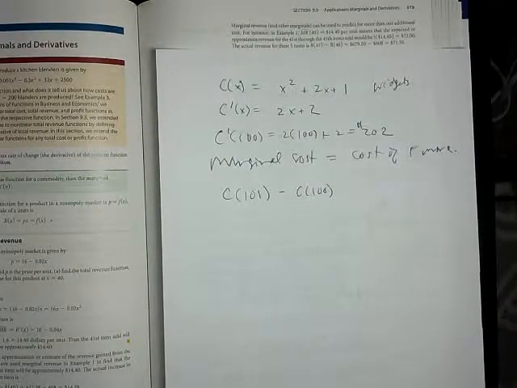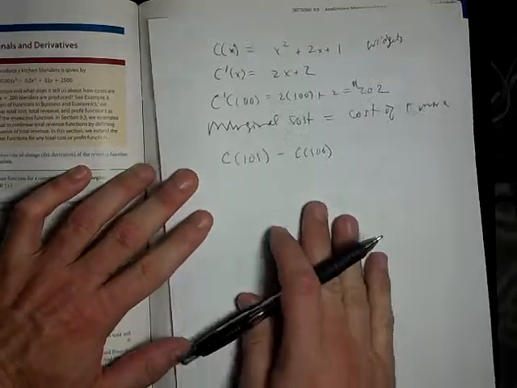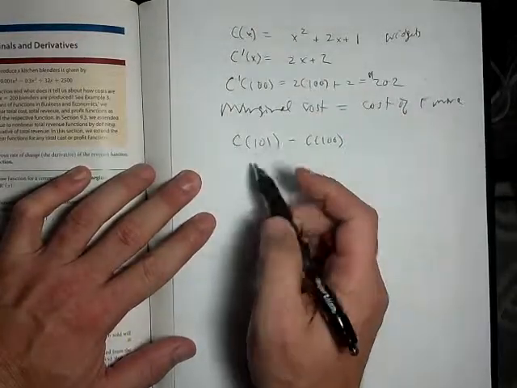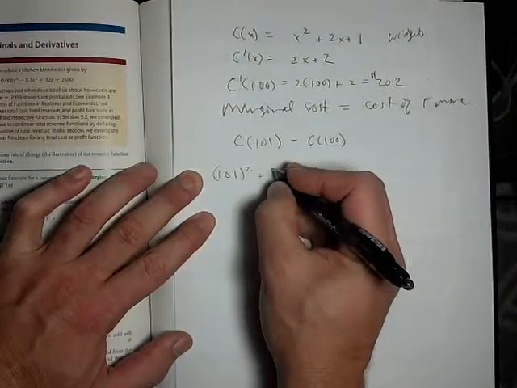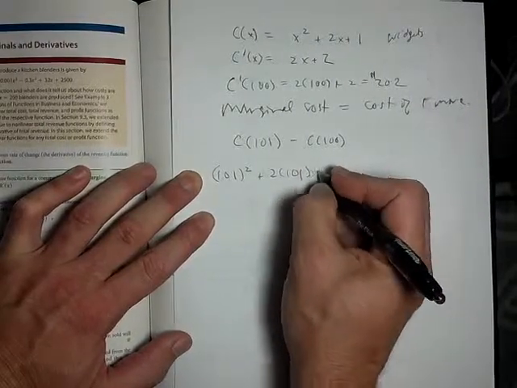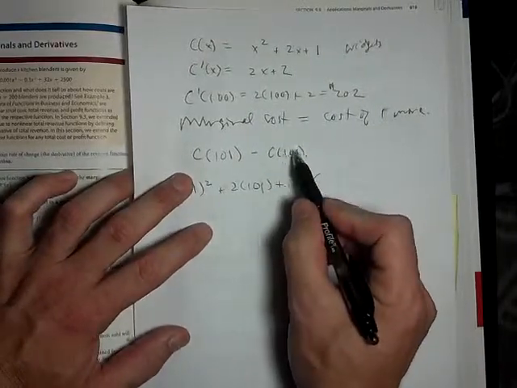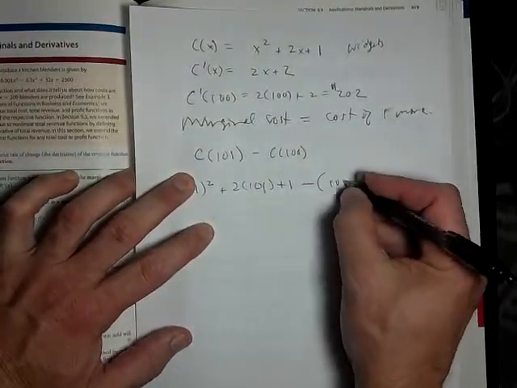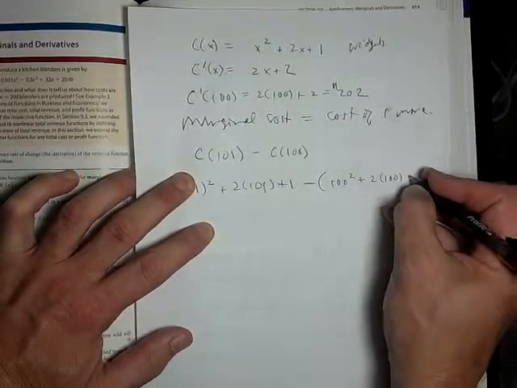Oh, crap. All right. Why did I choose 101? Let's see if I can do this. All right, so let's put these numbers back in. That means 101 squared plus 2 times 101 plus 1. And I'm going to subtract from that the value when I put in 100, so that's 100 squared plus 2 times 100 plus 1.